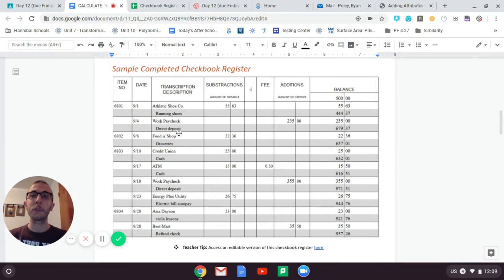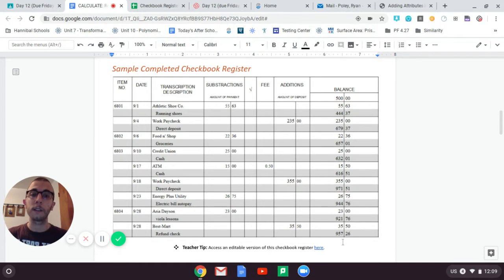Okay, then we got paid on September 4th. Got a work paycheck, which was direct deposited, so that's also very good. It goes right from your employer into your bank account. And that was a check for $235. So, of course, since that's your money that you're getting paid, that's a deposit. That's a good thing. That will add to your balance. So what was once $444.37 is now $679.37. Okay, just giving you an idea here of how this register is set up. I'm not going to go through every transaction like that. And then at the very bottom is your current balance.